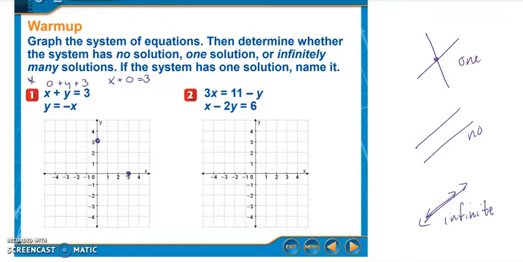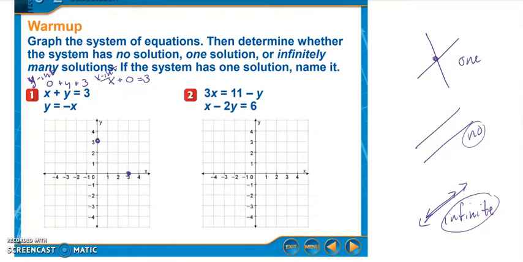Okay, just a reminder of what we were doing yesterday. The intersection of two lines is either one solution, no solution, or infinite solutions. If we're going to figure out whether these two are solutions or not, we're going to graph this, but I want to do it by finding the y-intercept and the x-intercept.